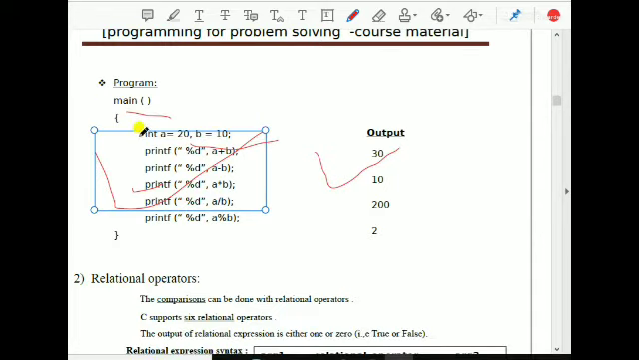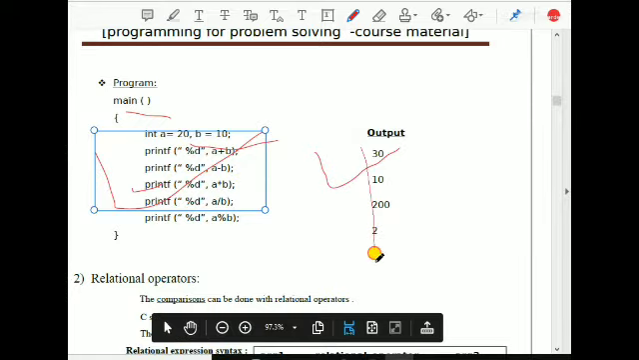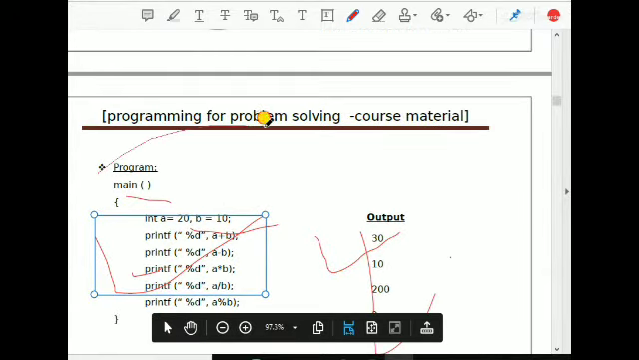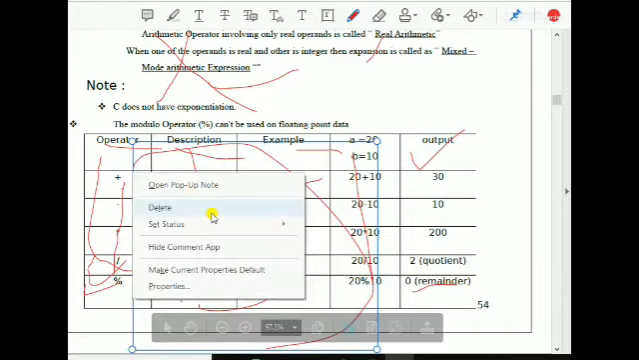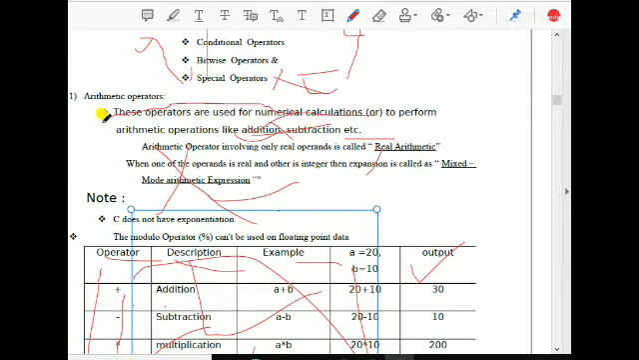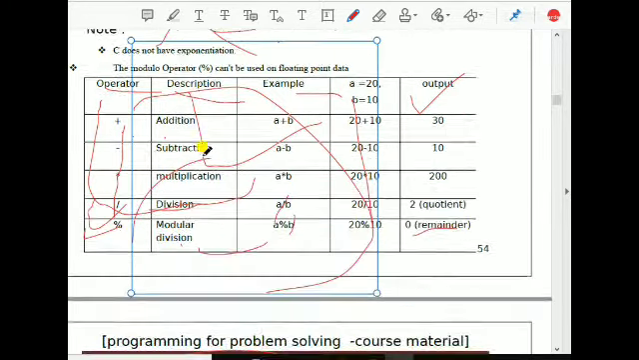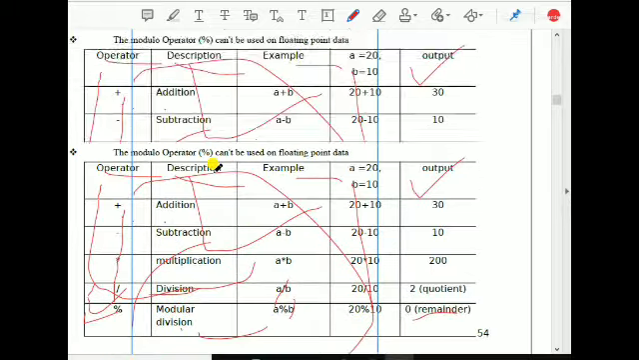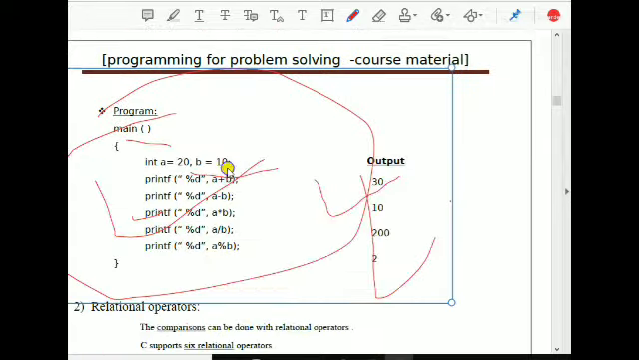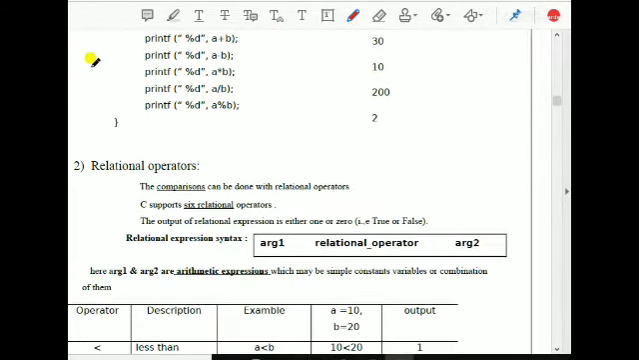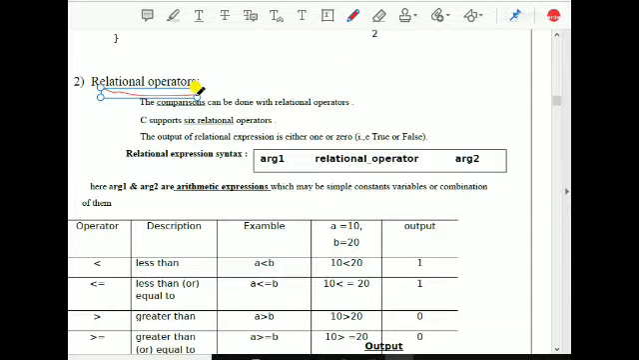See, start with main. Don't start with hash include, it will take much time. So directly write, declare int a and b. Write some two values, then a plus b, minus, subtract, division, modulo division, and write the output, that's all. If asked for arithmetic, write this all. If you don't know the program, write this all. Write this only for arithmetic operation. So three things only. I think two only. Yeah, two only. I will delete this. Okay, yeah, easy only. Then relational operator we will see.